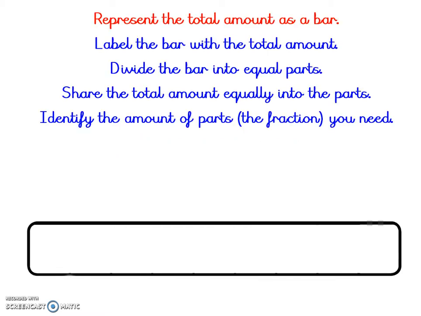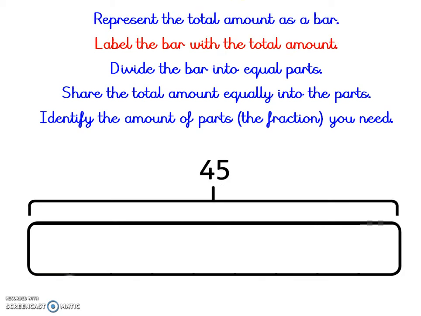Now, in order to find our non-unit fractions of an amount, we can represent the total, the whole amount, as a bar. And the next thing that we want to do is to label the value of that bar. So you can see the bar in front of us is worth 45. The next stage is to take the whole amount, 45 in this instance, and divide it into equal parts, and we'll know how many equal parts we need to divide it by looking at the problem we're solving or the denominator from the fraction.